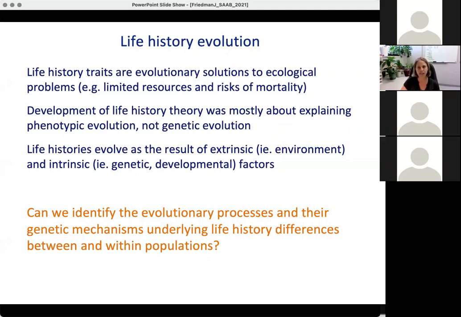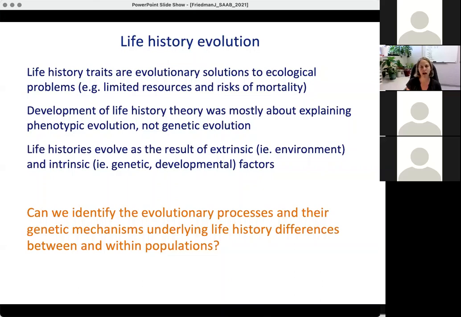However, life histories evolve as a result of the interplay between extrinsic and intrinsic factors. My work and the work in our lab really seeks to integrate these approaches to ask if we can identify the evolutionary processes and their genetic mechanisms underlying the life history variation. In particular, we're always focused on natural variation, the variation that segregates both within and between populations, and what the mechanisms are that cause that variation.